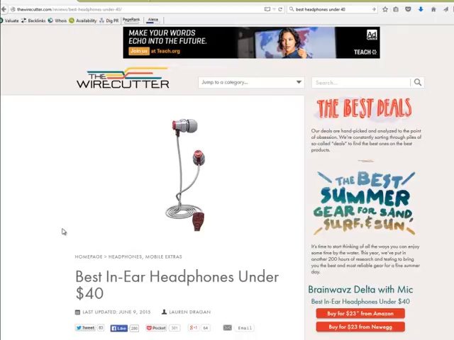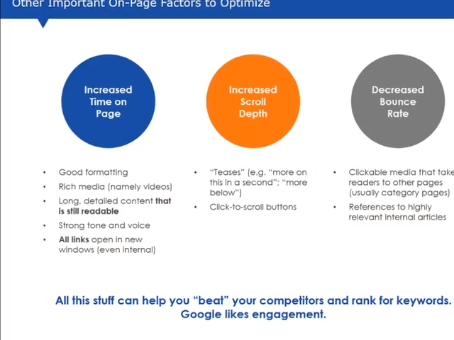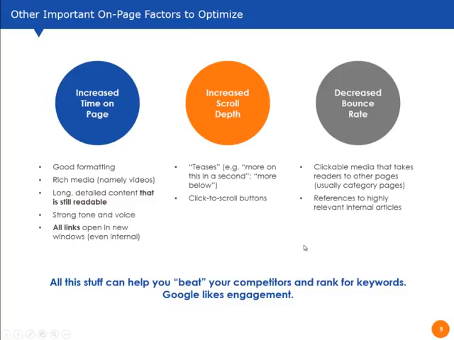You can take a look at the Wirecutter, and there's lots of other websites that you can look to as examples for good on-page SEO. Hopefully, overall, the tips that we've shared here can help you.